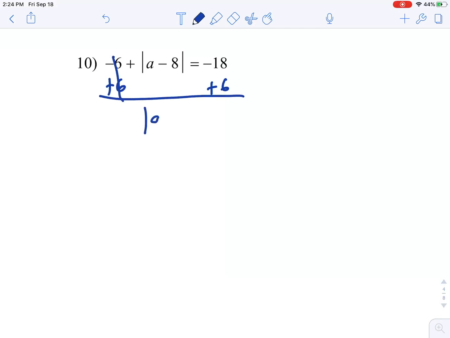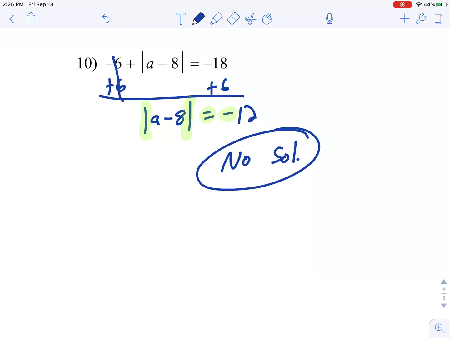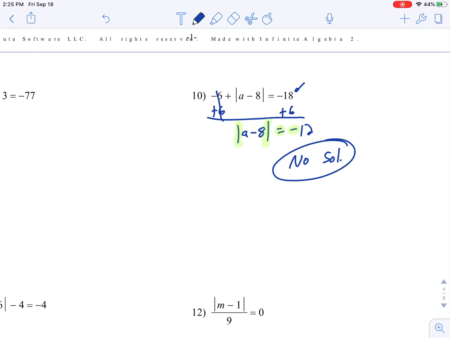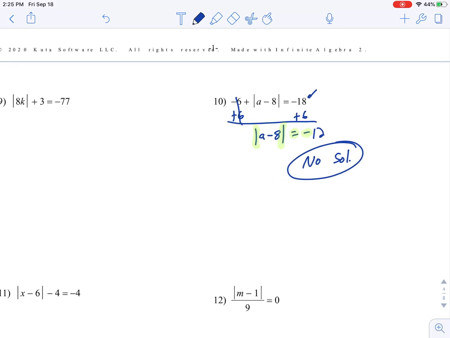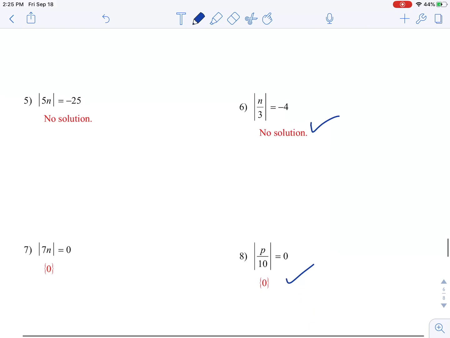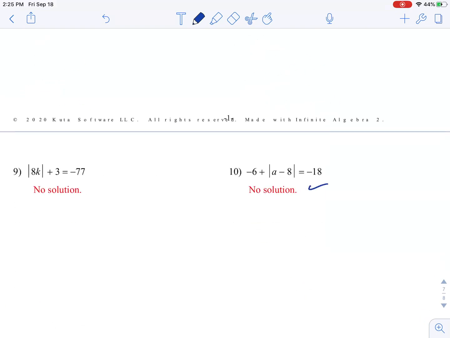I get absolute a minus 8 equals -12. But then here, we do have an absolute value equal to a negative. That automatically means no solution, and we're done. I didn't call it up here because there was still a step to do first. You want to do that first step before you jump to the conclusion of no solution. But once you have the absolute value equal to a negative, you're pretty much done. Number 10, scroll down, no solution.